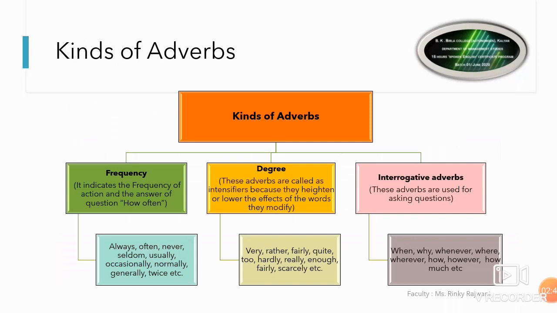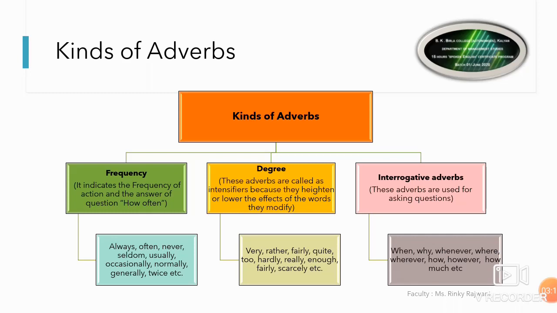Let's see what the different kinds of adverbs are. Herein we are going to see three categories of adverbs. The very first one is frequency. Second, degree. Third, interrogative adverbs. The first one, frequency. What does it indicate? It indicates the frequency of action and it answers the question how often.